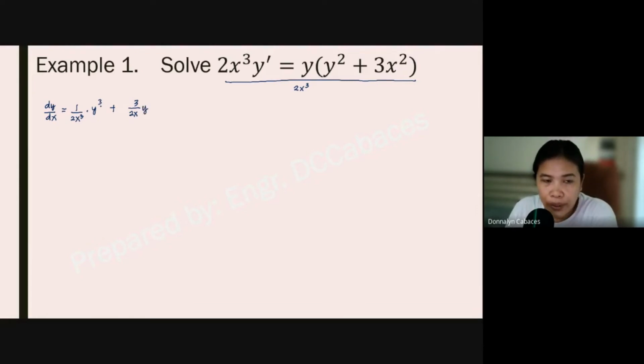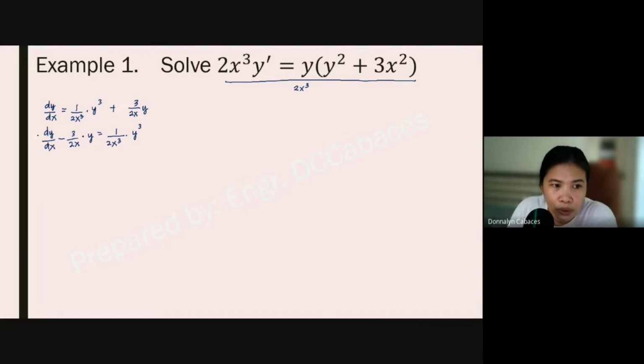And now rearranging the terms so that it will be in the form of Bernoulli equation, derivative of y with respect to x minus 3 over 2x times y is equal to 1 over 2x cubed times y cubed. Now it is a Bernoulli equation in which our p of x is negative 3 over 2x and our q of x is 1 over 2x cubed and our n is 3. That is the exponent or power of this y on the right side of the equation.